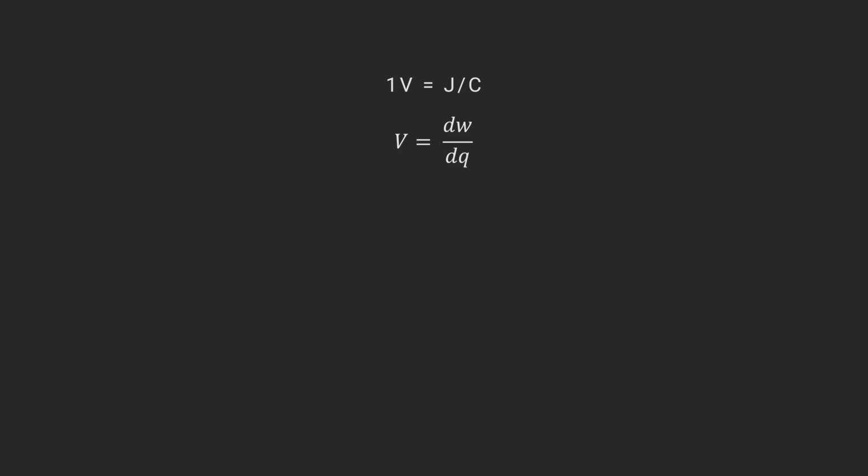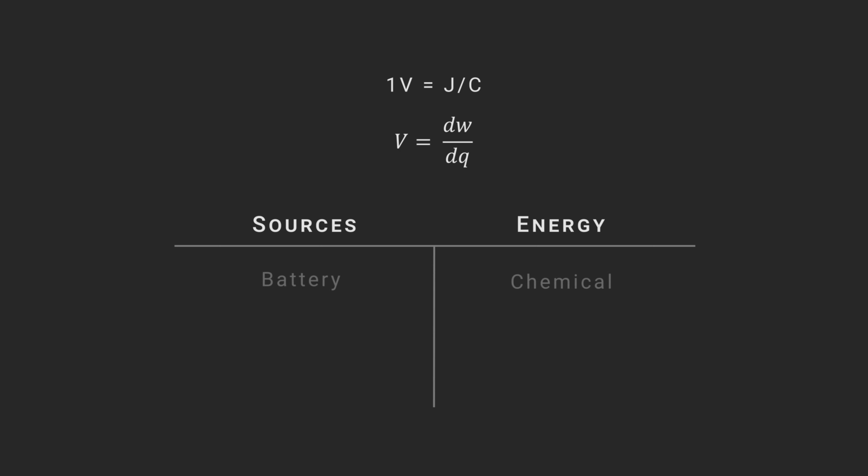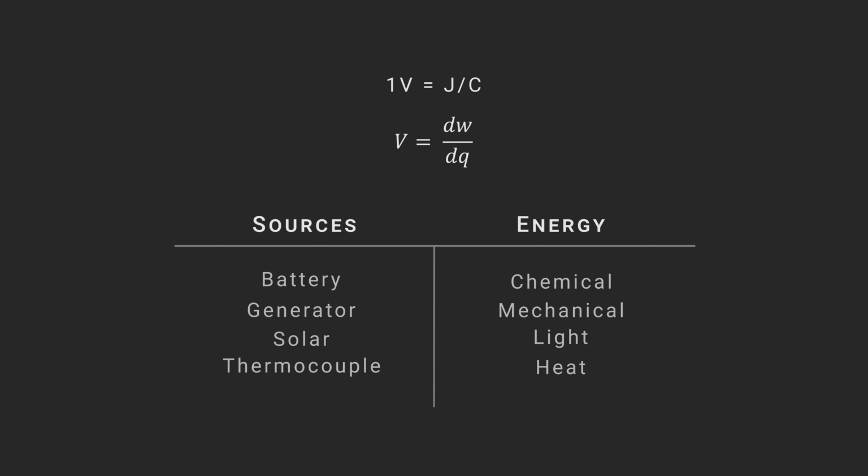So to sum it up, generating a voltage difference requires energy. Different electrical sources get this energy from various non-electrical sources. For example, chemical batteries use the energy stored in molecular bonds, which we call chemical energy. Generators use mechanical energy, solar cells use light energy, and thermocouples use heat energy to produce voltage differences.